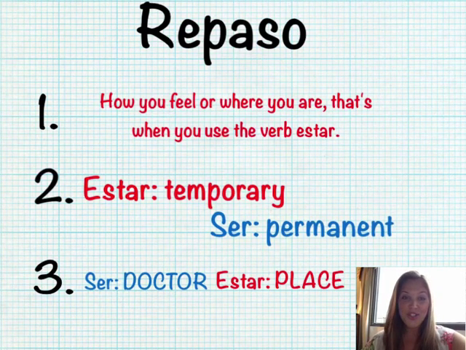That's it. You just learned 3 ways to help remember the difference between ser and estar. So let's do a quick repaso. One way is to ask yourself how you feel or where you are. That's when you use the verb estar. Another way is to remember that estar is temporary and ser is permanent. And the last way is to remember the acronym of doctor is ser and place is estar.